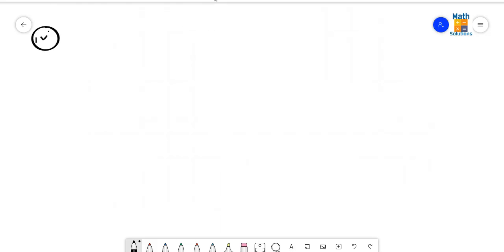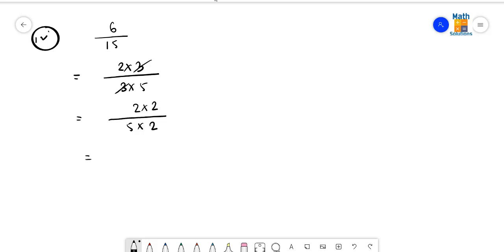Let us come to the next terminating decimal expansion. This is 6 by 15. So when I split it up I get 2 into 3. Here it is 3 into 5. So 3 got cancelled. So to get powers of 10 in the denominator, what should be done? We have to multiply both numerator and denominator by 2. So I get here 4 by 10 and our answer will be 0.4. This is the answer.